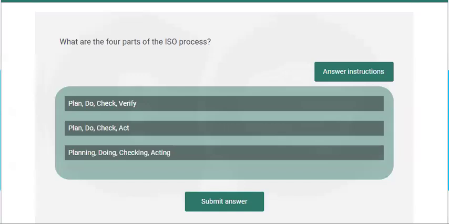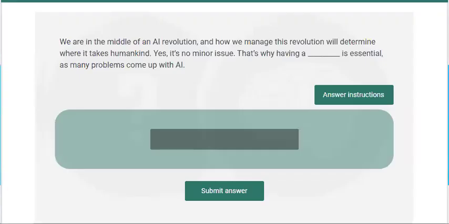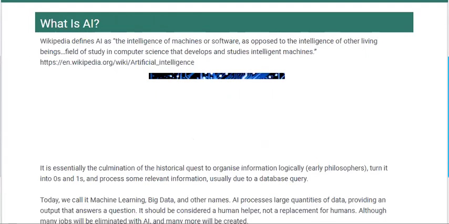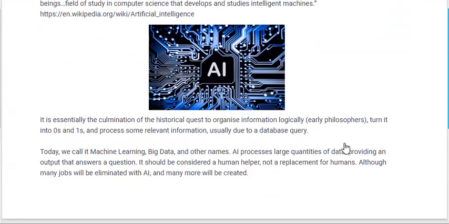What is AI? Wikipedia defines AI as the intelligence of machines or software, as opposed to the intelligence of other living beings, and a field of study in computer science that develops and studies intelligent machines. It is essentially the culmination of the historical quest to organize information logically. Early philosophers turned it into zeros and ones, and processed some relevant information, usually due to a database query. Today, we call it machine learning, big data, and other names.